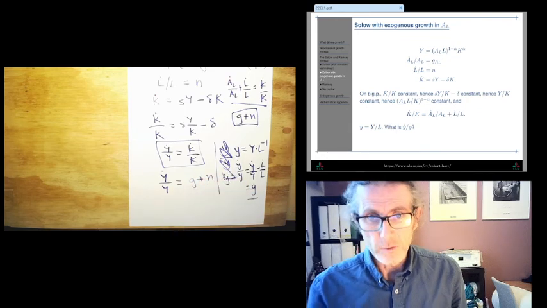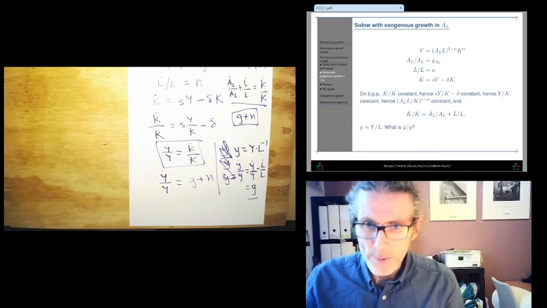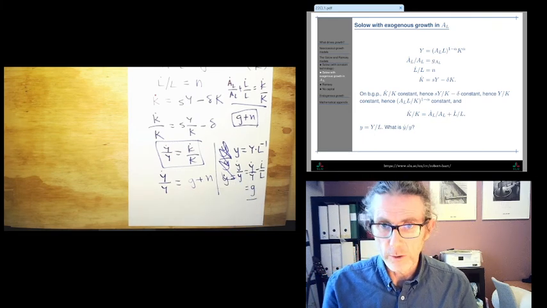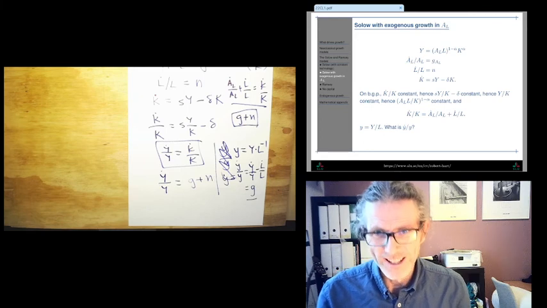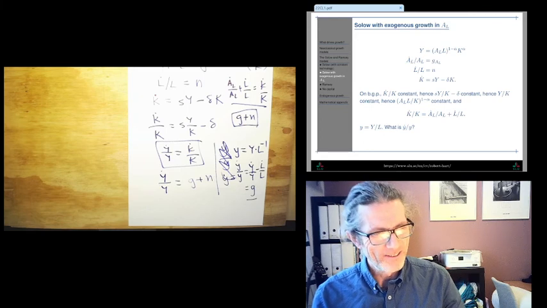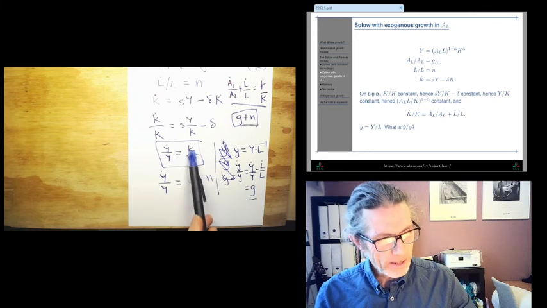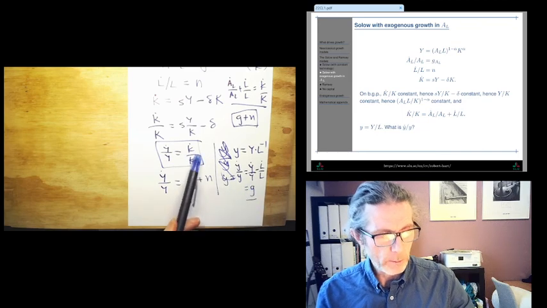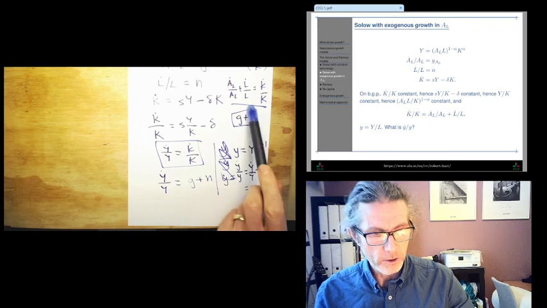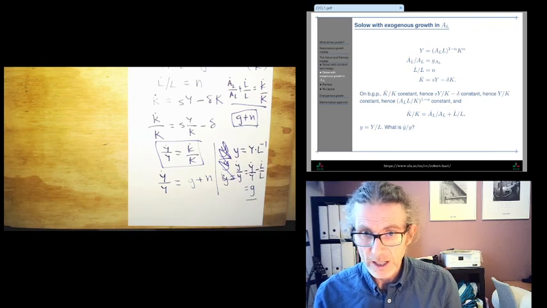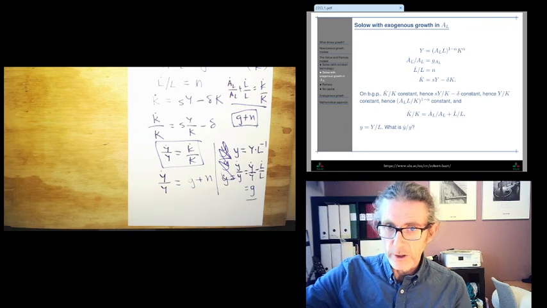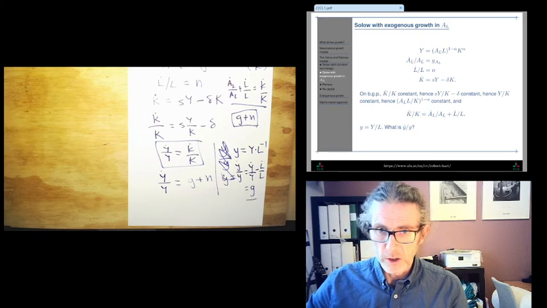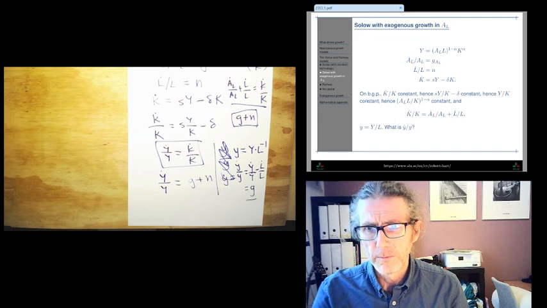Little y is, of course, GDP per capita. So GDP per capita grows at the growth rate of labor productivity. Okay? And capital per capita will also grow at this rate. Total capital and total GDP grow at this rate, on the balanced growth path, so in the long run, in the Solow model with exogenous technological progress.